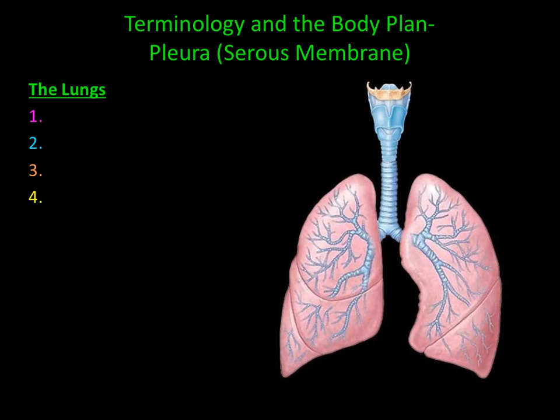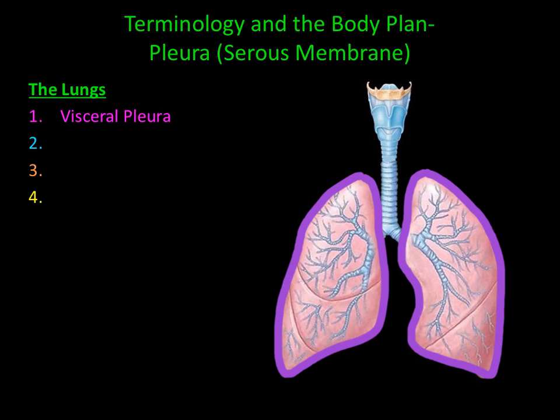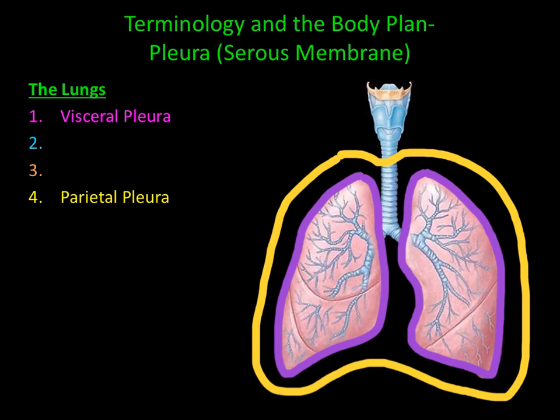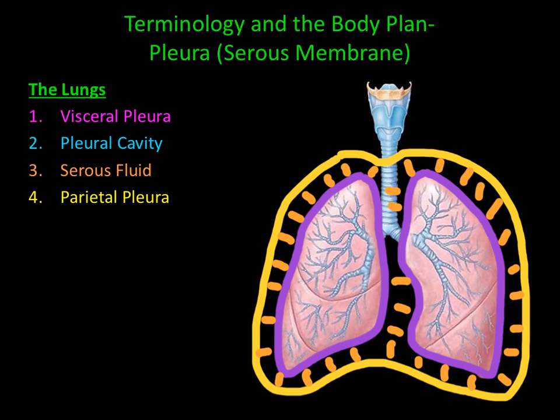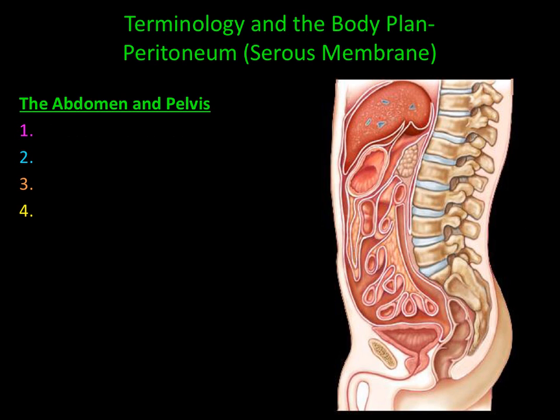The membrane that surrounds the lungs is called the pleura, and the pleura has four parts as well. The first part is called the visceral pleura, and this is the membrane that attaches directly to the lungs. The second part is called the parietal pleura, and this is the outermost membrane. In between the visceral pleura and parietal pleura is a space called the pleural cavity, and within the pleural cavity you have pleural fluid.